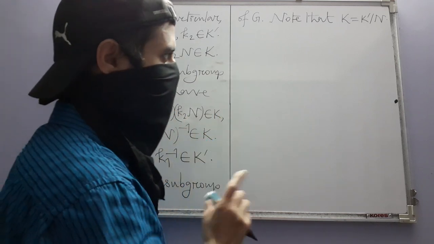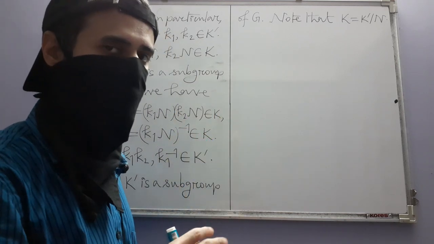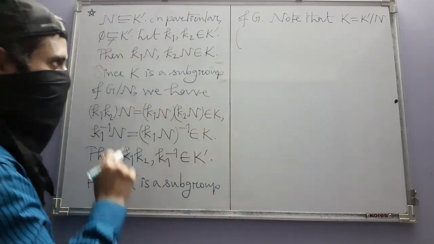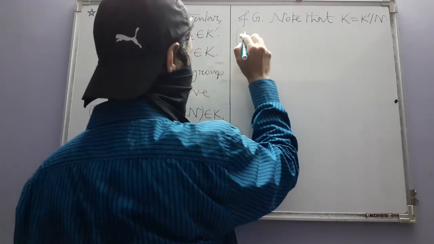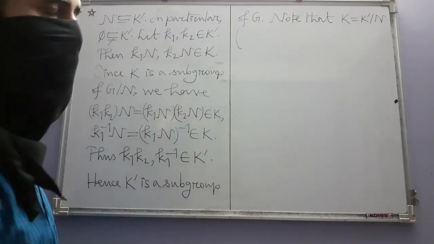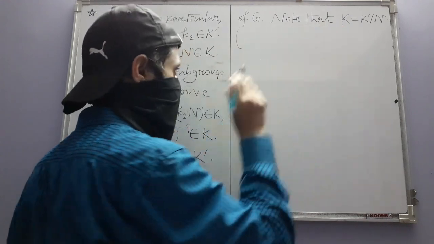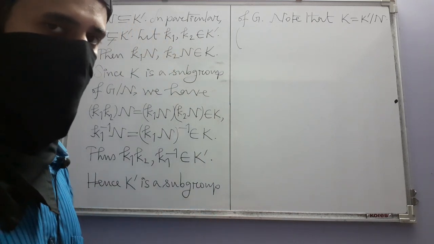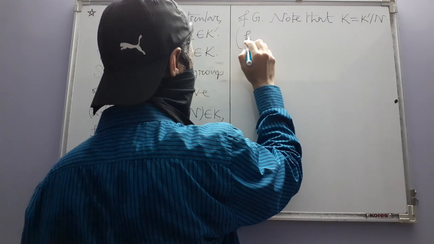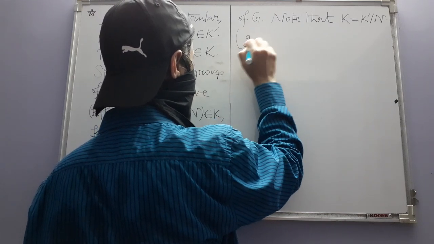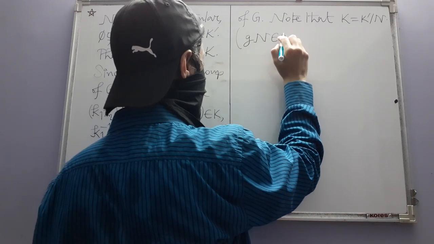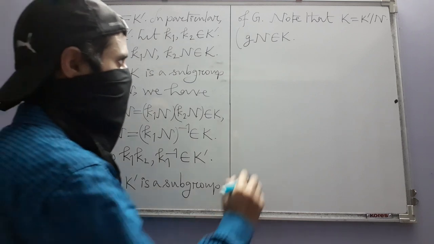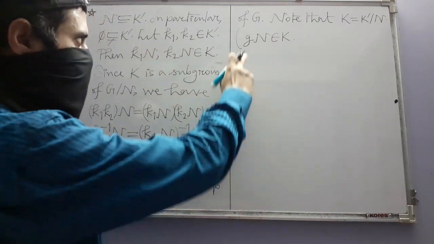I don't want to make it a part of the solution because, according to me, it's very easy. But still, just for the sake of completeness, let me put the justification for this within brackets. So if you are going to consider an element from K, be careful. An element from K is going to be a coset of N. It's not any ordinary element. Say you consider gN belonging to K.